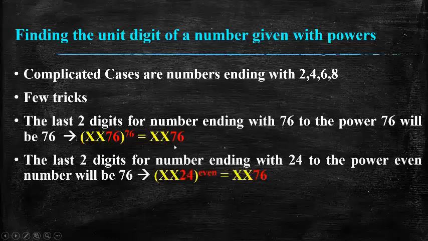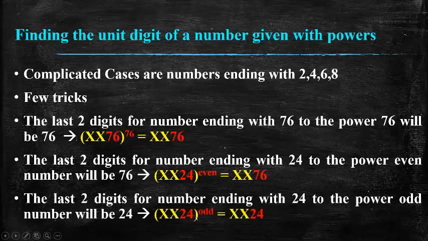For any number that ends with 24, if it has got an even power, then the last two digits are going to be 76. So for example 24 square, 24 into 24, the power is even, so the value is 576, so the last two digits are going to be 76. So for any number that ends with 24 with some even power raised, the last two digits will be 76. And for any number that ends with 24 and has an odd power, the last two digits are going to be 24.